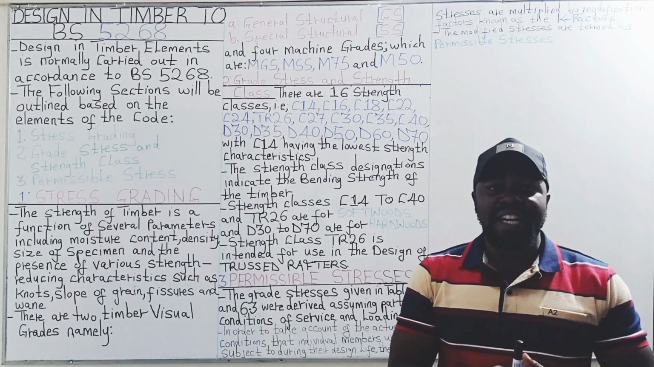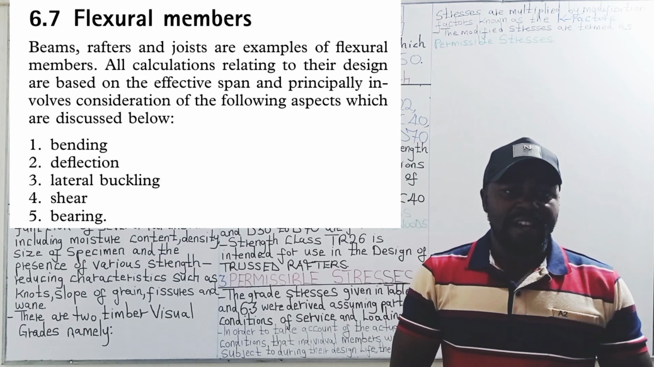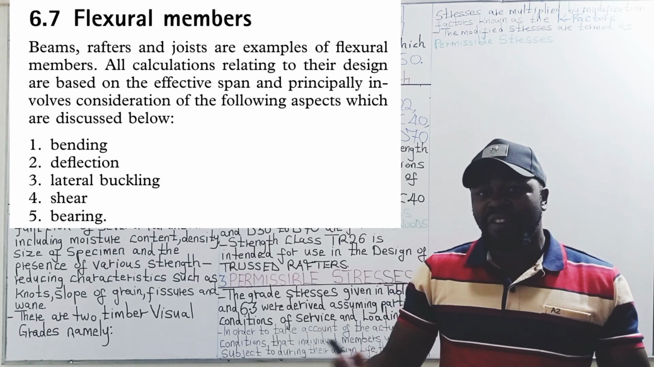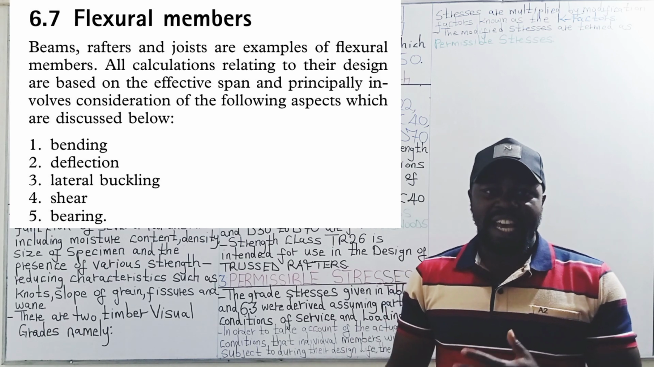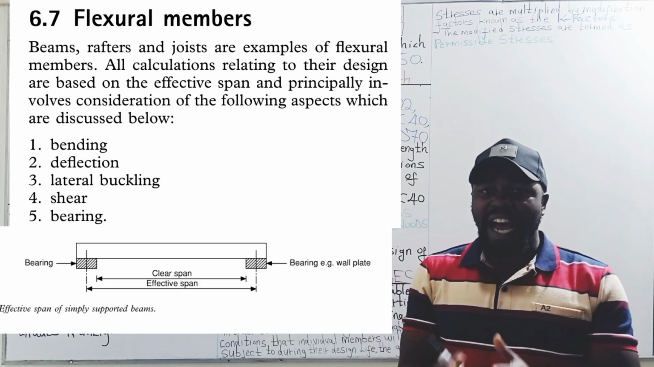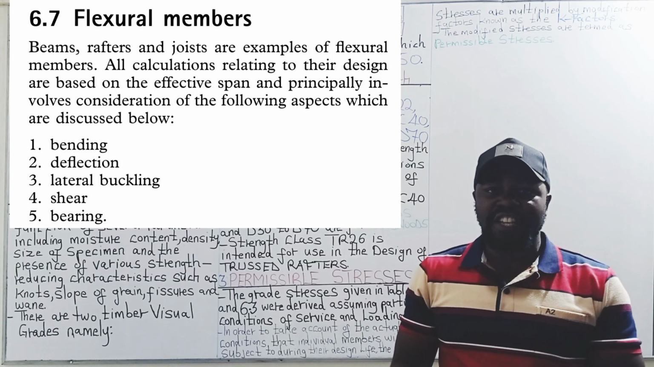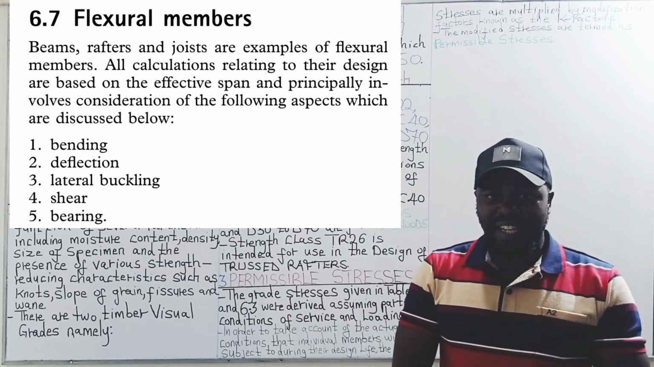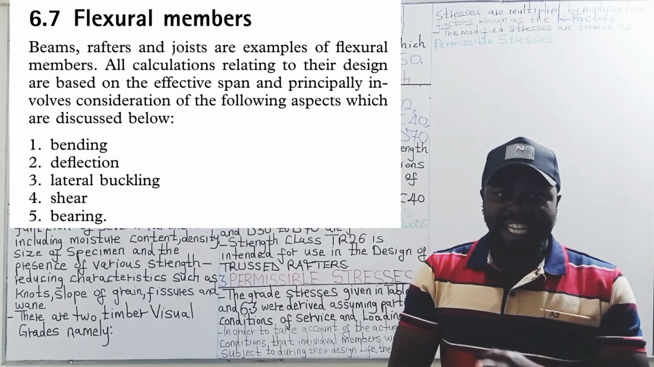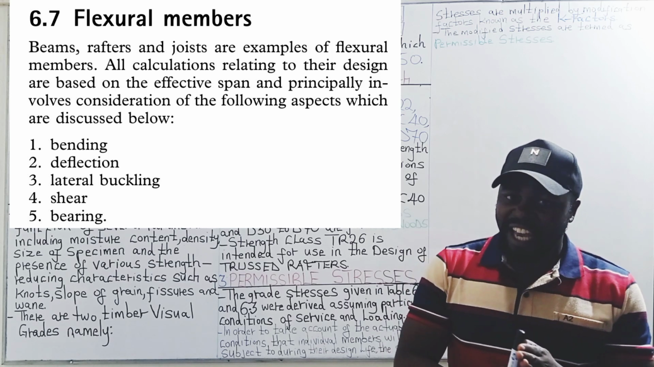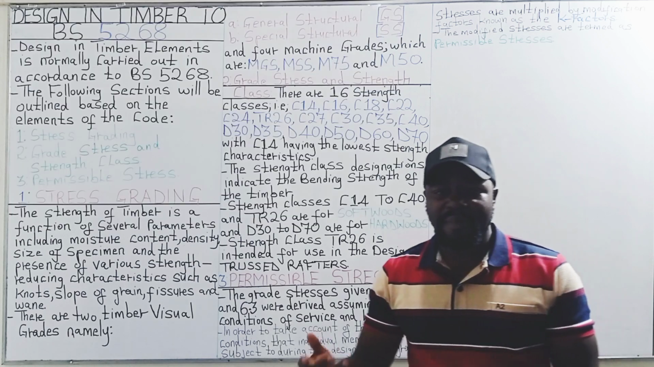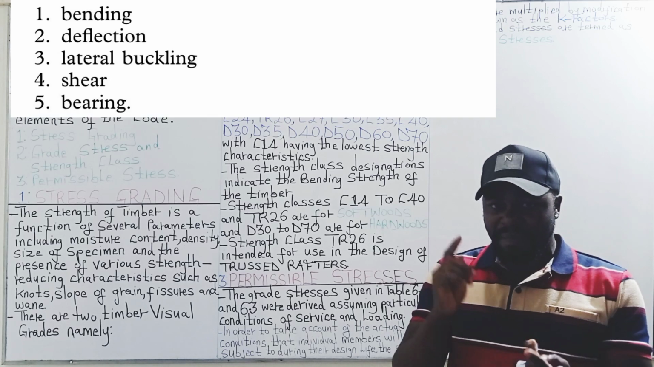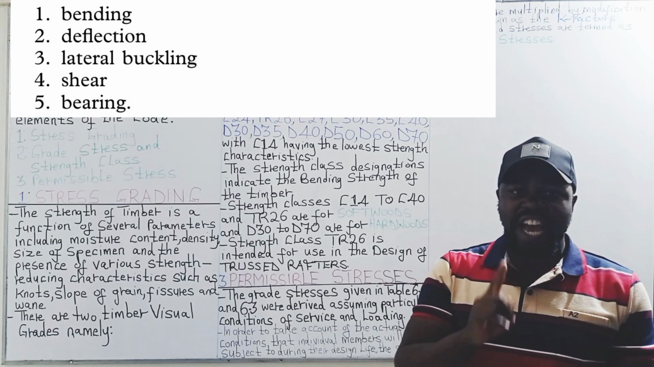Then from there, we are going to look at the flexural members. We know that flexural members include the beams, rafters, and joists. And all calculations relating to their design are based on the effective span and principally involve consideration of the following aspects which are discussed below. Number 1 is bending, number 2 deflection, number 3 lateral buckling, number 4 shear, and number 5 bearing. Generally, for medium span beams, the design process follows the sequence indicated above, that is bending, deflection, lateral buckling, shear, and bearing.